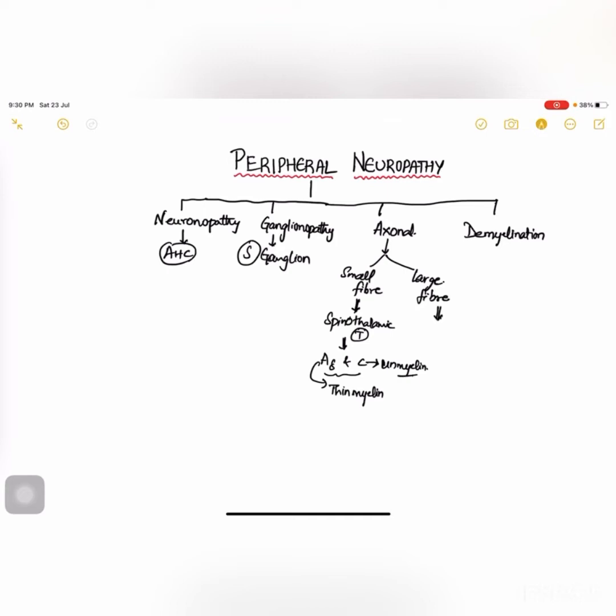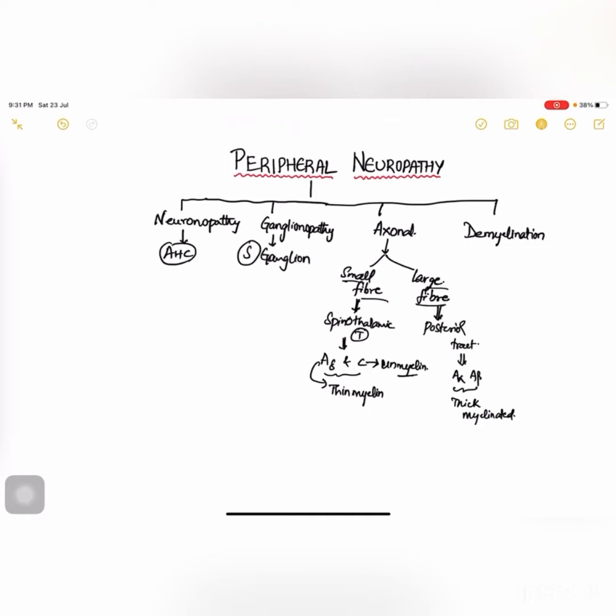Large fiber neuropathy means when the posterior tracts, the posterior columns, are involved. It is called large fiber neuropathy because the posterior tract contains A alpha and A beta fibers. These are thick myelinated fibers. So axonal neuropathies are divided into small fiber neuropathies and large fiber neuropathies.